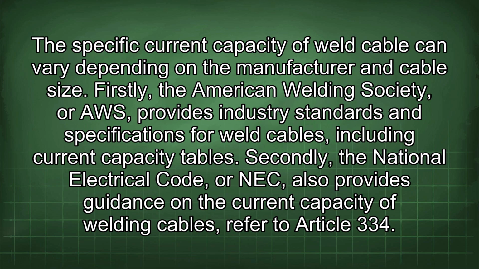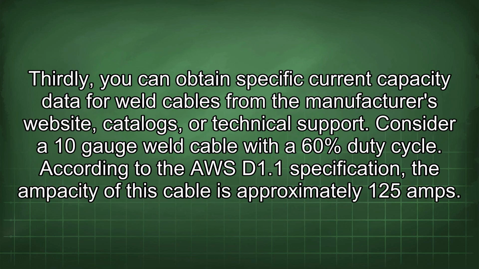Firstly, the American Welding Society, or AWS, provides industry standards and specifications for weld cables, including current capacity tables. Secondly, the National Electrical Code, or NEC, also provides guidance on the current capacity of welding cables. Refer to Article 334. Thirdly, you can obtain specific current capacity data for weld cables from the manufacturer's website, catalogs, or technical support.